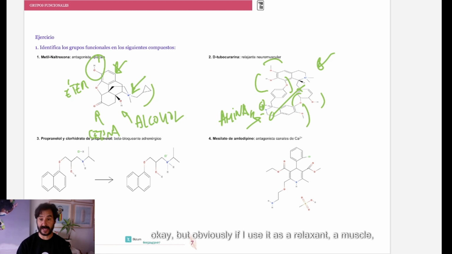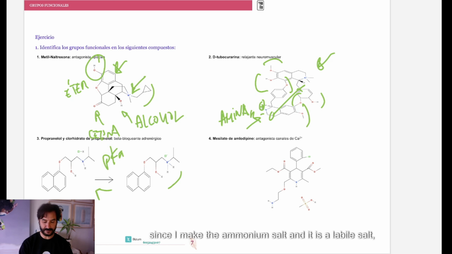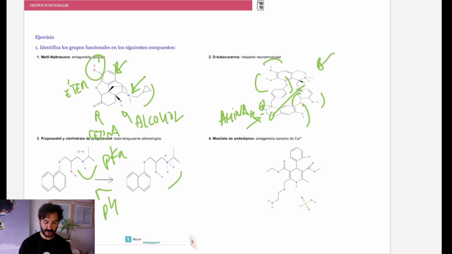But obviously if I use it as a muscle relaxant, anesthesia or something else, I will not give it orally, I am going to inject it. Furthermore, these drugs have to have special control. Well, what I told you before, propranolol chlorhydrate: since I make the ammonium salt and it is a labile salt, it is in equilibrium according to pKa and pH. Well, it will be ionized or not.